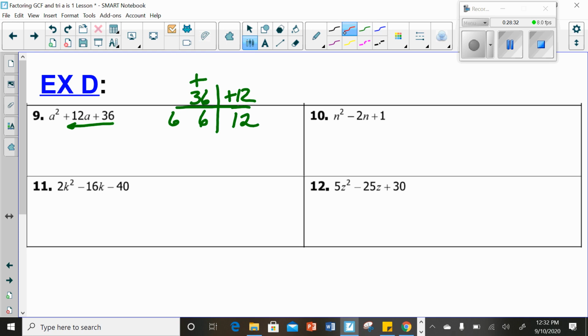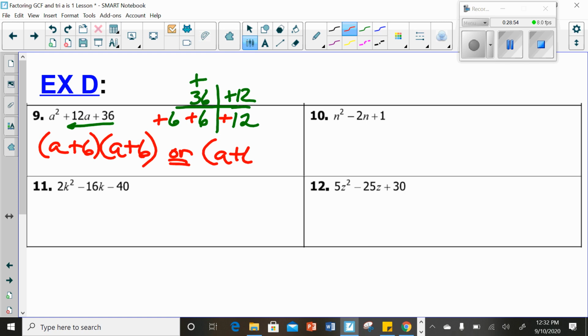All right, so now that we found our 12 is positive, the bigger of the 2 carries the sign, well, they're both the same. So that's kind of a clue that they're both going to carry that same sign. And so your binomials are going to be a plus 6, a plus 6. Now that's a binomial squared. So you could have just written, because it's the same thing times the same thing, a plus 6 squared. Either one of those is correct.